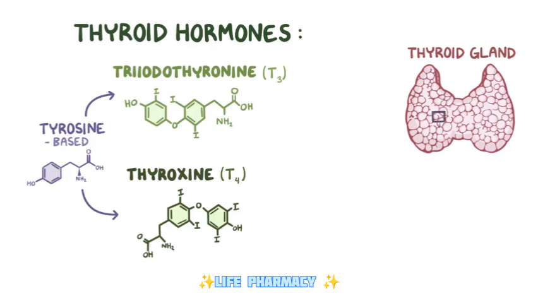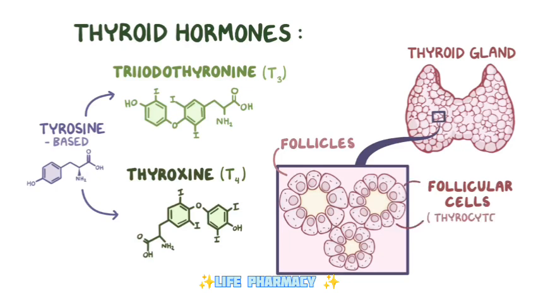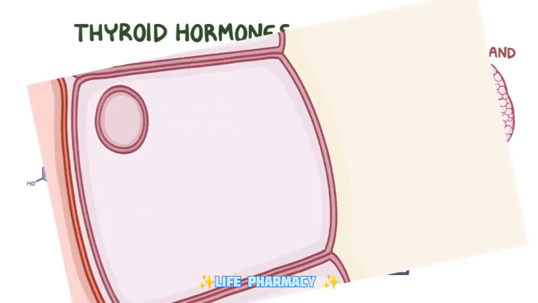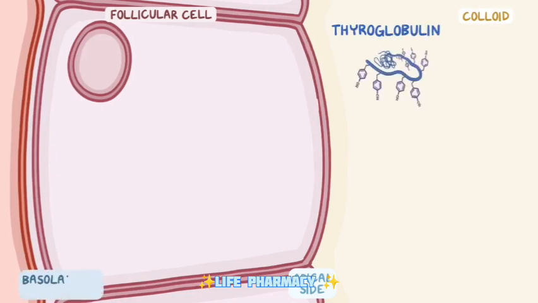Now, if we zoom into the thyroid gland, we'll find thousands of follicles, which are small hollow spheres whose walls are lined with follicular cells or thyrocytes. Zooming in, these follicular cells have an apical side that surrounds a central lumen filled with a viscous fluid called the colloid. The colloid contains the precursor hormone thyroglobulin. The basolateral side of follicular cells is in contact with blood vessels that supply these cells.